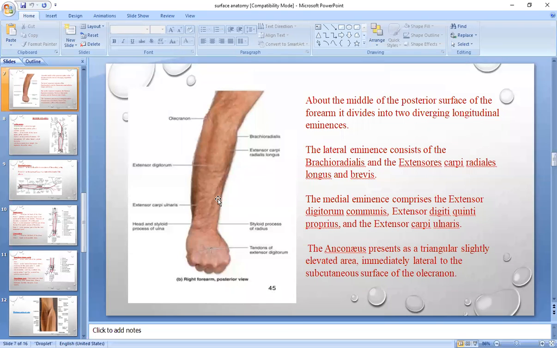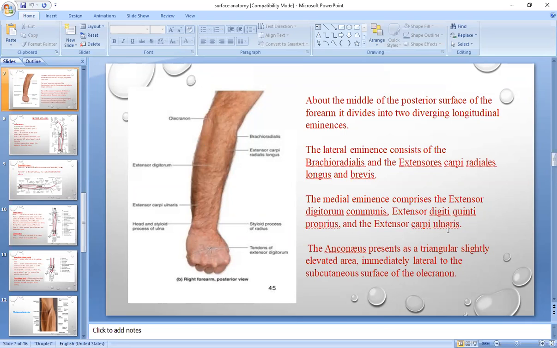So what is this eminence? It is a group of muscles in contraction. So what are those muscles? The lateral eminence consists of brachioradialis. The most lateral border, the most lateral one, is the brachioradialis. And beneath that we can identify extensor carpi radialis longus and brevis. And the medial eminence consists of the extensor digitorum and digiti minimi, then extensor carpi ulnaris.